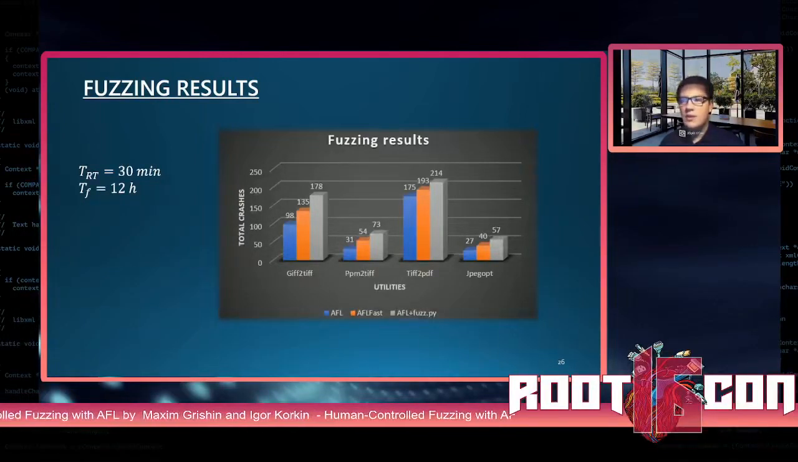The report table update time is 30 minutes. The fuzzing results are shown on this slide. For each utility and each fuzzer, the total number of unique crashes and total coverage were determined. Analyzing the results of the graph, we can conclude that the proposed fuzzing system in most cases finds crashes faster than other fuzzers.